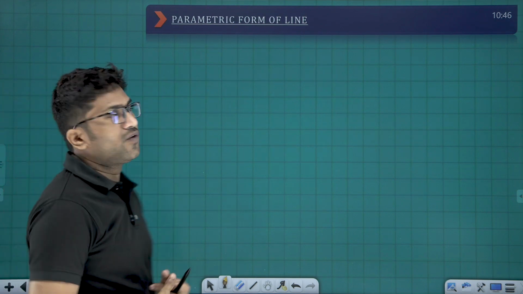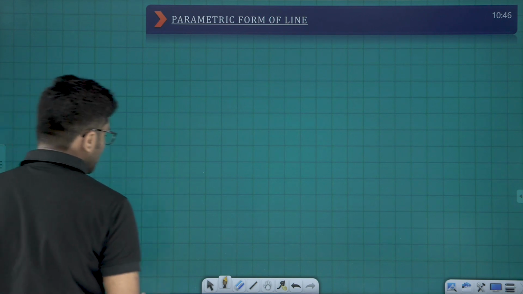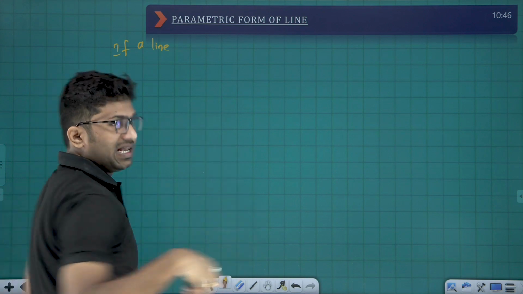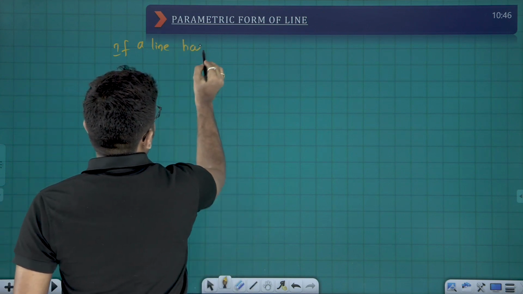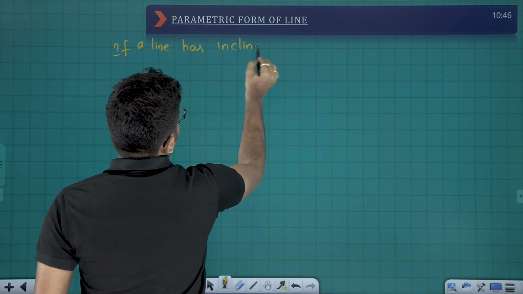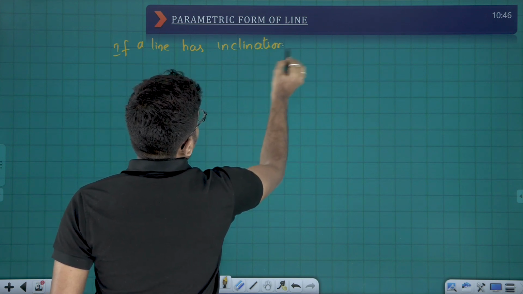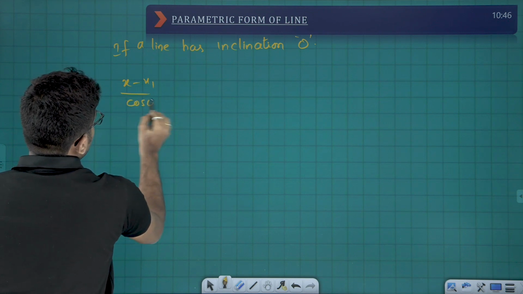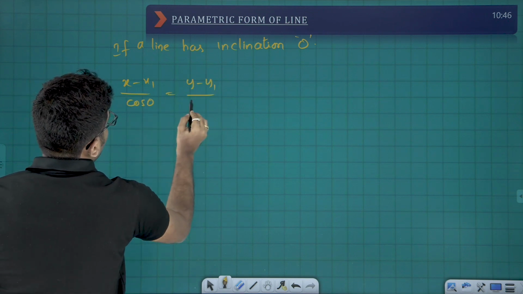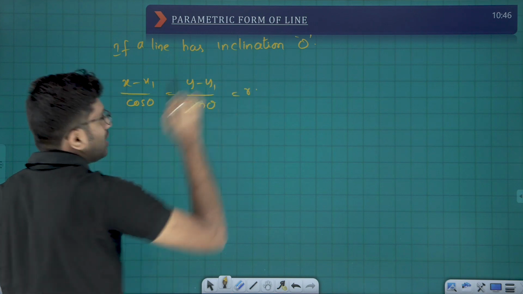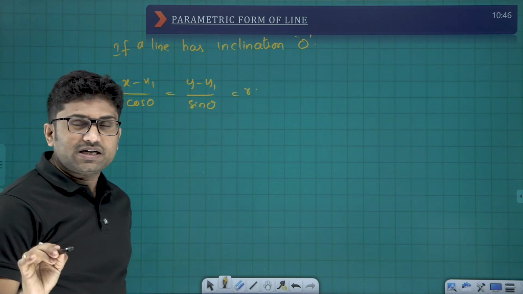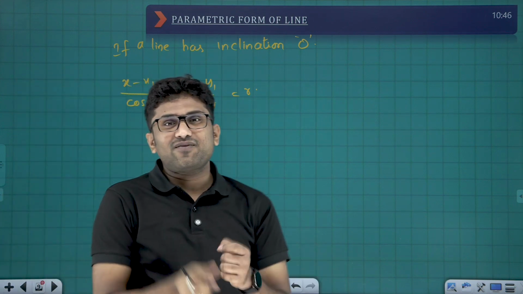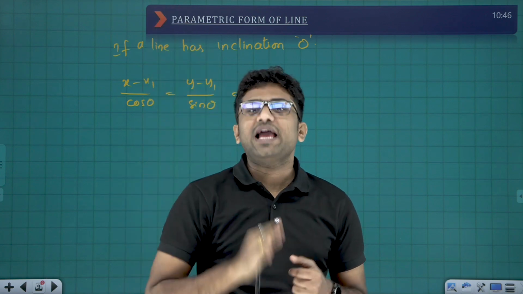Next, parametric form of a line. Parametric form of a line means if a line makes an angle theta, or if a line has inclination theta, then (x minus x1) by cos theta is equals to (y minus y1) by sin theta is equals to r is the parametric form. So parametric form is very important for finding the point which is at a distance of r units from the given point on the line.